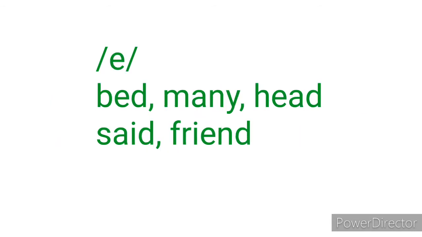Okay? The next one we're going to look at is the e sound, as in bed. They are found in words like bed, many, head, said, friend, and their spelling symbols are E, A, EA, AI, and IE.